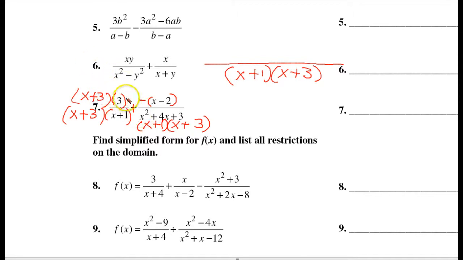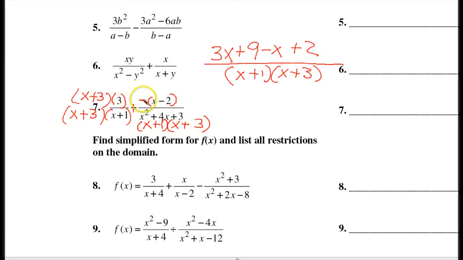So I'm going to do that. 3 times x is 3x. 3 times 3 is plus 9. Now this one, remember, I have a negative out in front of that parenthesis. So in order to get rid of that parenthesis, I have to change this. This will become a negative x, and this becomes a positive 2.